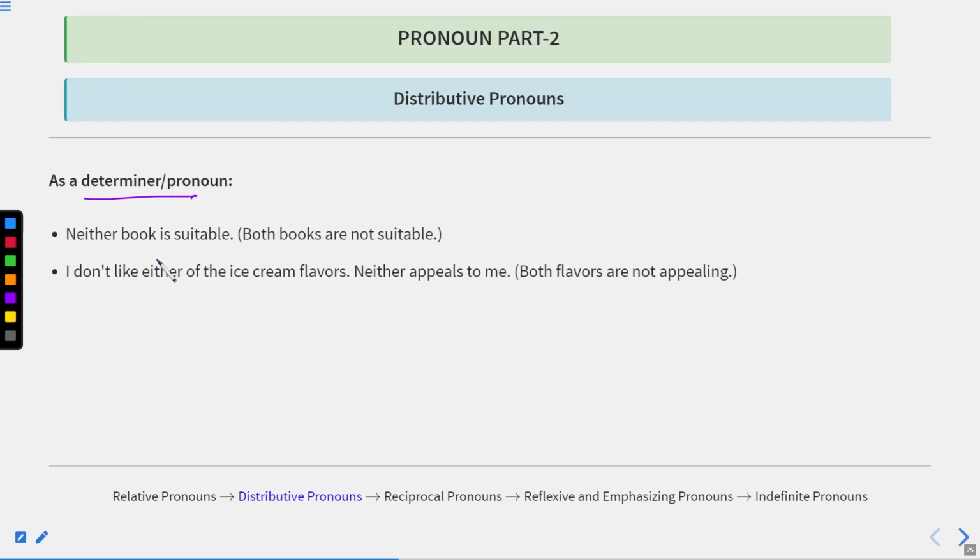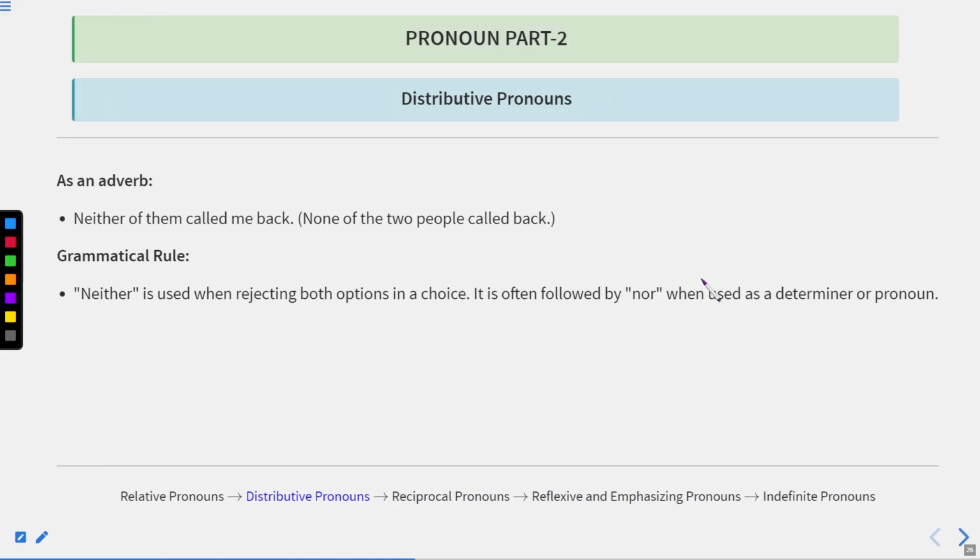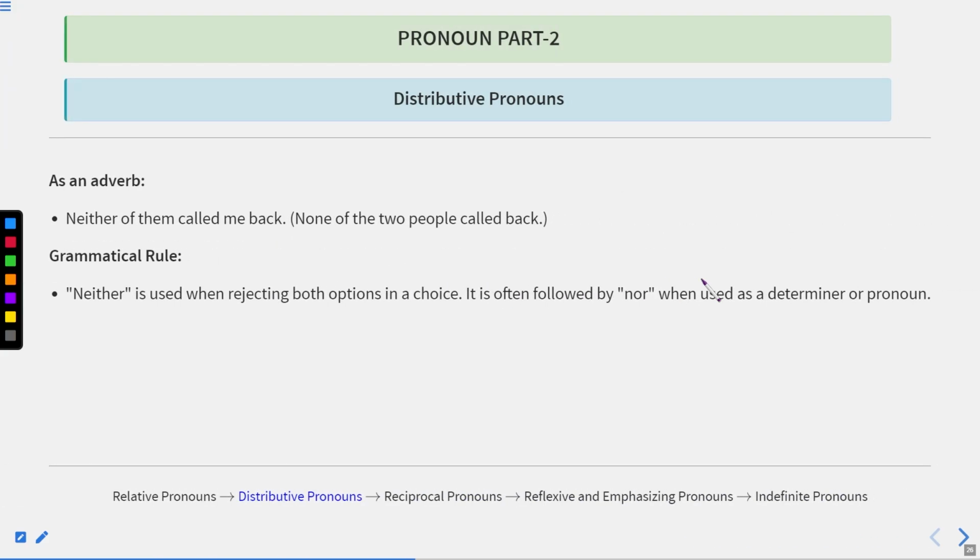As a determiner or pronoun: neither book is suitable. So just after neither, we have book. So this neither is an adjective over here. Both books are not suitable. I don't like either of the ice cream flavors. Neither appeals to me. So both flavors are not appealing. As an adverb: neither of them called me back. None of the two people called back.